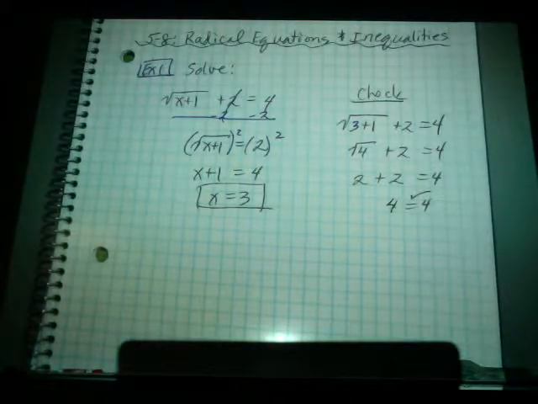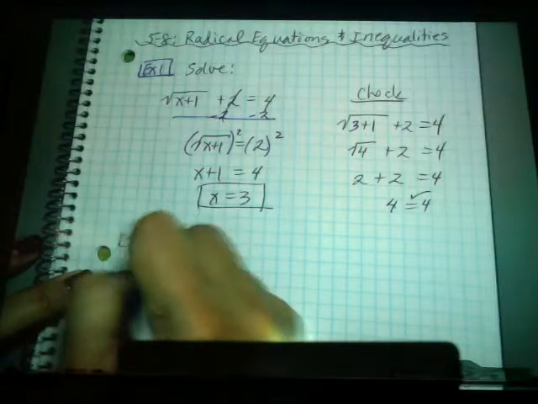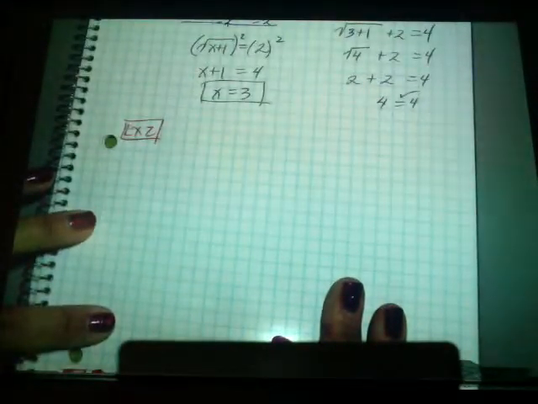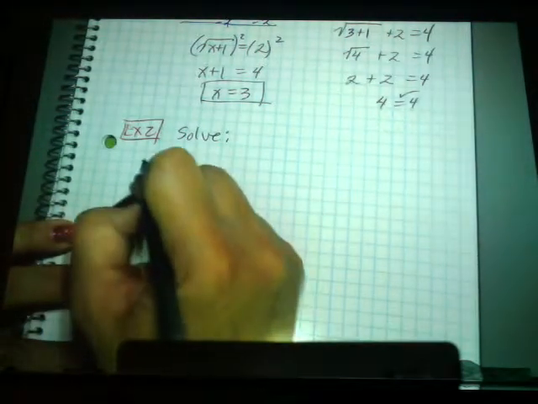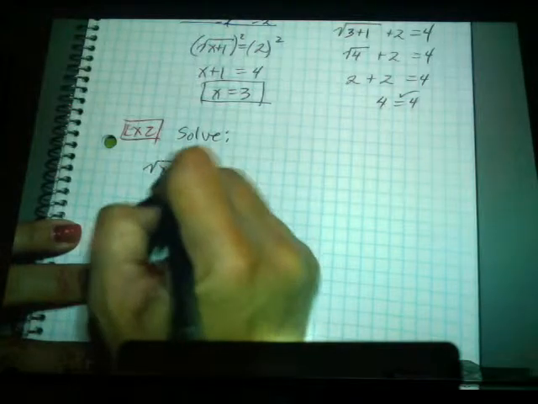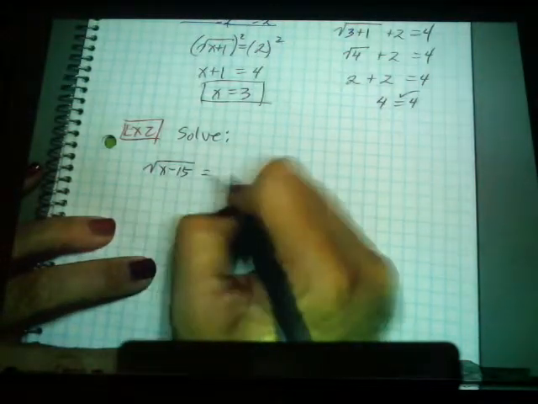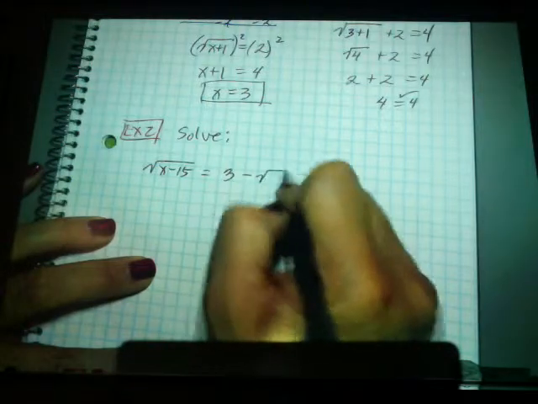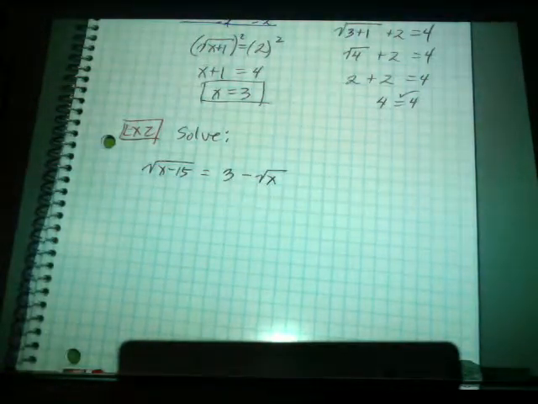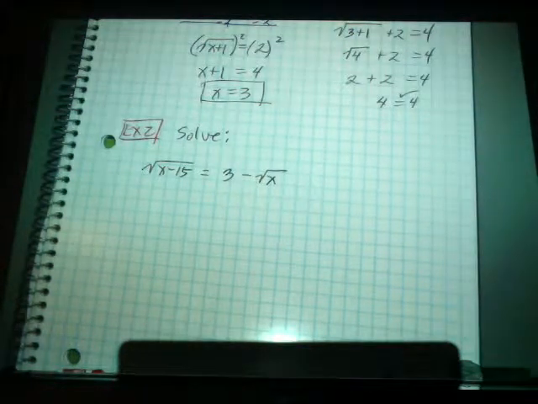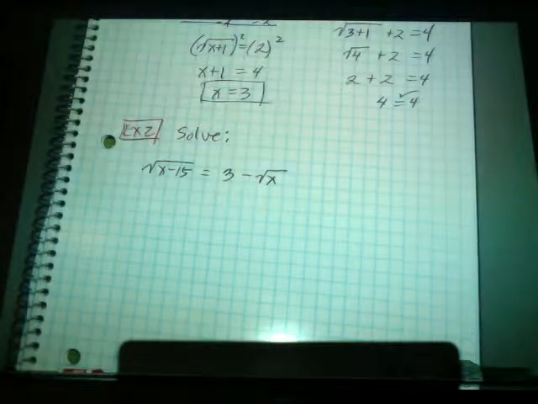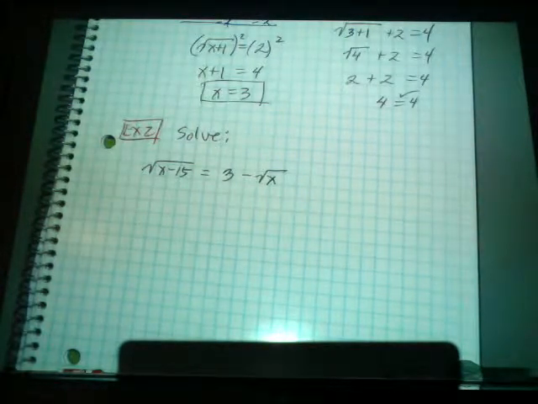Alright, so example 2, something slightly more difficult than what you had before. Solve. So this time we have the square root of x minus 15 equals 3 minus the square root of x. We haven't had that before though, right? So this one's kind of new. You have two radicals. Sometimes you might have to square both sides twice. It depends on what happens.